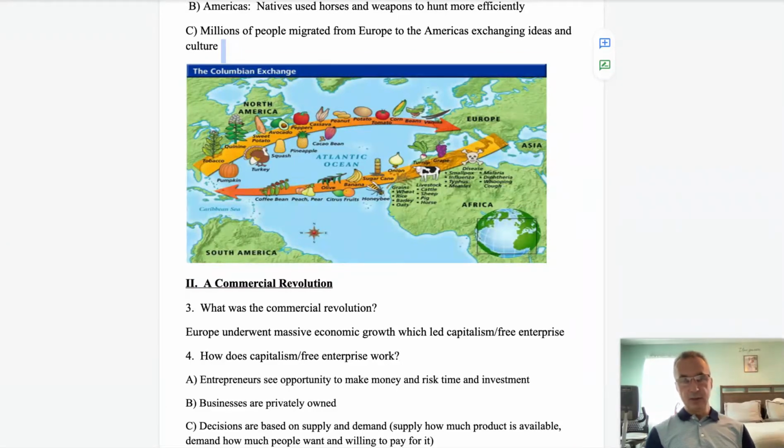Decisions are based usually on supply and demand. Supply, how much product is available. Demand, how much people want and are willing to pay for it. So supply and demand are how you see prices. If the supply is really high and the demand is really low, the price will go down. Conversely, if the supply is low and demand high, then the price will go up accordingly. So price is determined by the two factors of supply and demand.